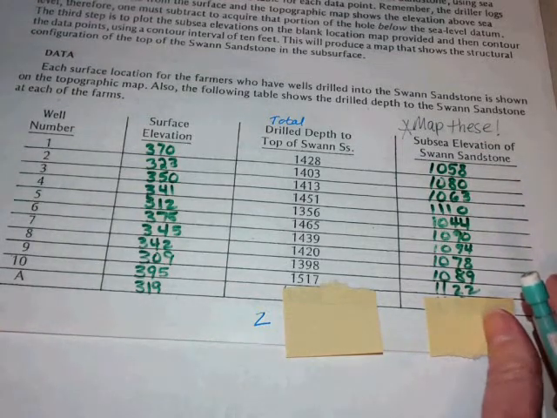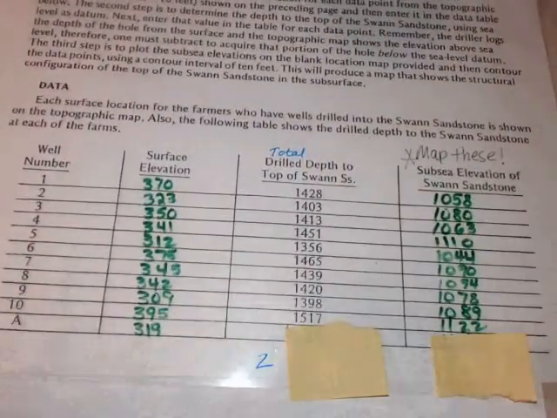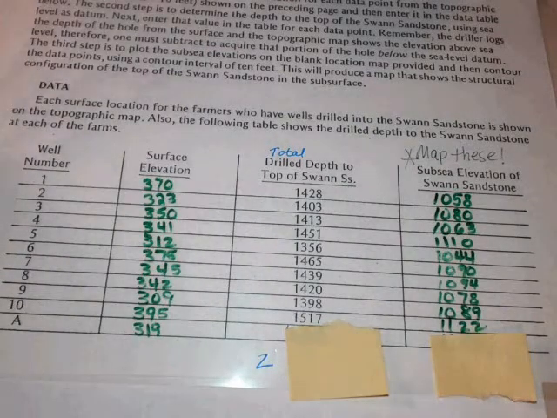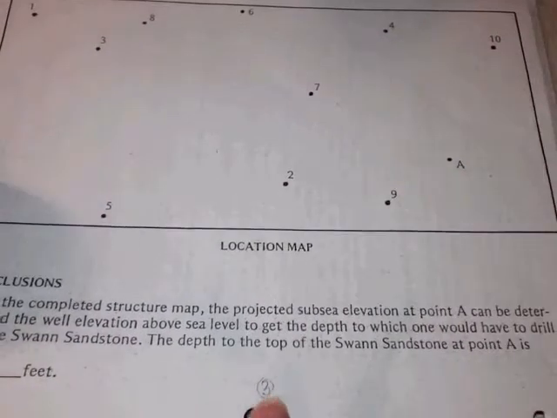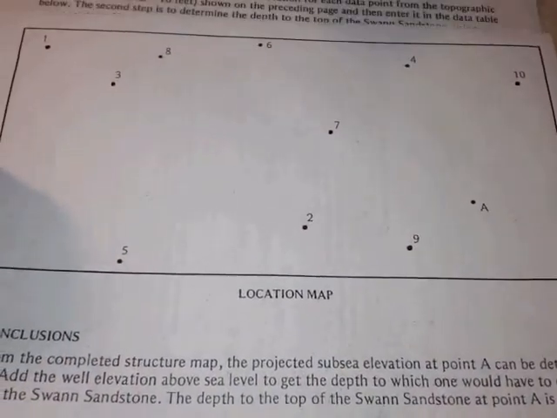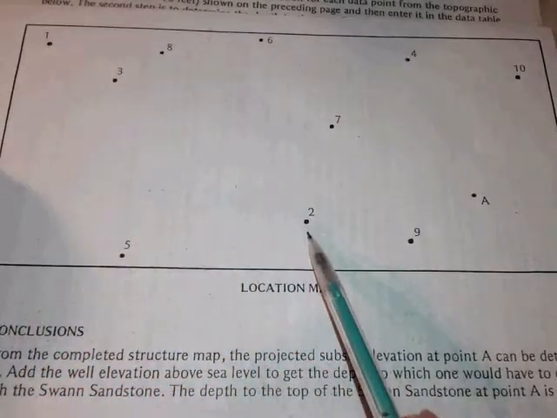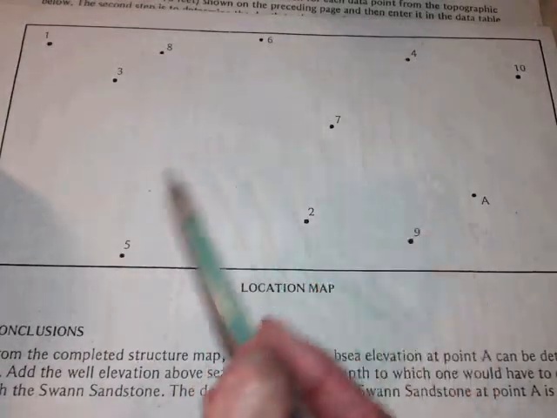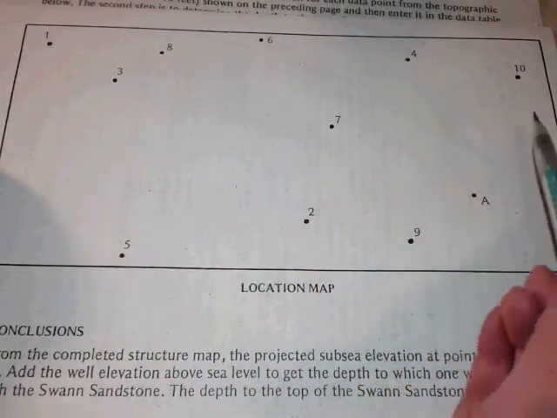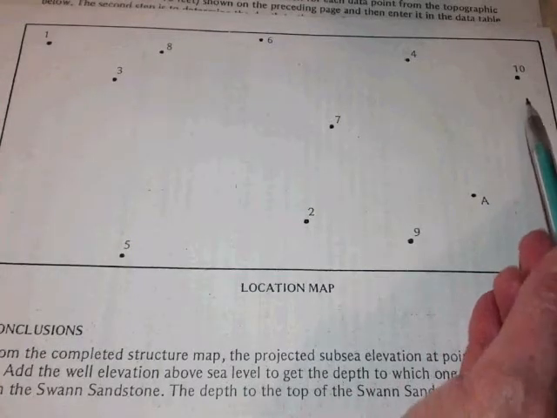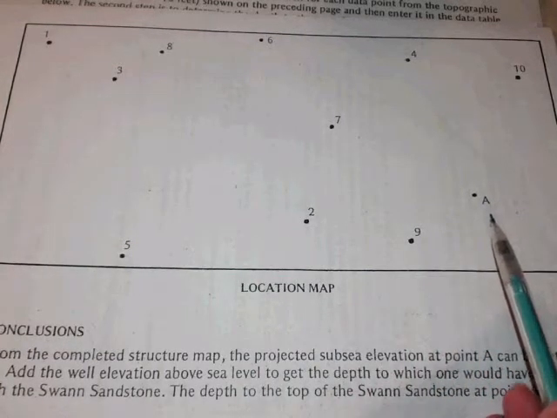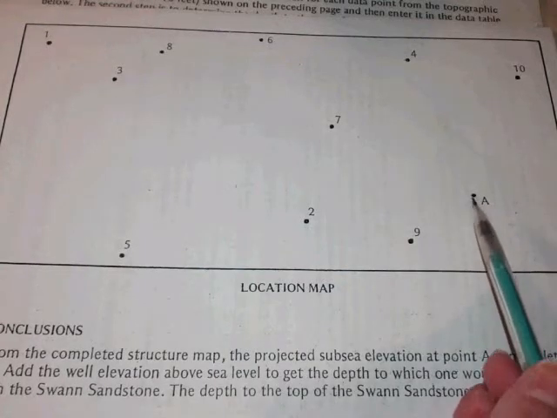Okay, so let's locate our little location map that those values are going to go on. So this would be your page 3. Find that here. You see here, this is your page 3, that we have those 10 wells. You have to hunt for them. There's 2, 3, and so on. Here's 4, 5. They're all on here. There's 10. And here's our new well A. We don't have the subsea elevation value for A yet.